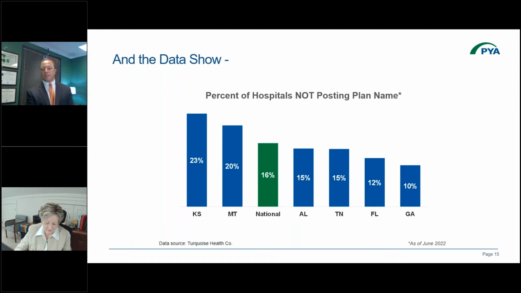Thanks, Kathy. We've selected a number of states to reflect the participants that have attended today, looking at Kansas, Montana, Alabama, Tennessee, Florida, and Georgia, looking at the percentage of those hospitals that have posted price transparency rates but have failed to post plan names. So they stopped at a payer level rather than going down to a plan level for HMO, PPO, exchange, et cetera. It looks like Kansas has the highest percentage of non-compliance in terms of failing to post plan name. Thanks, Jason. Something to take a look at in terms of what you have posted.